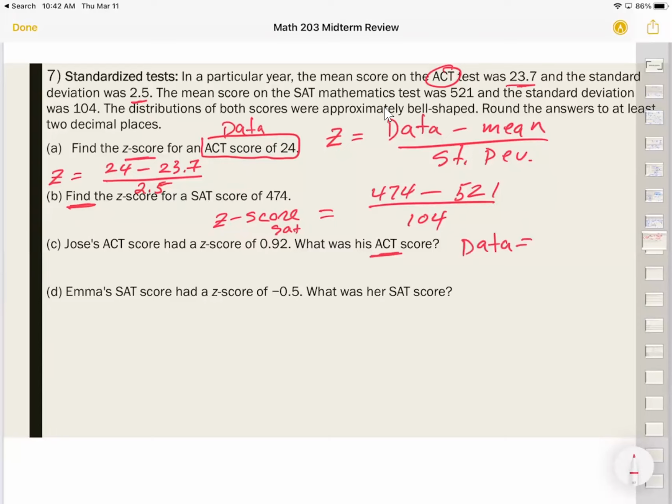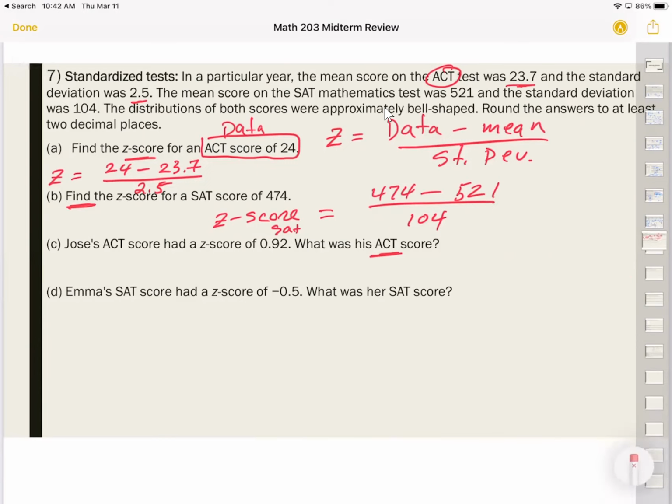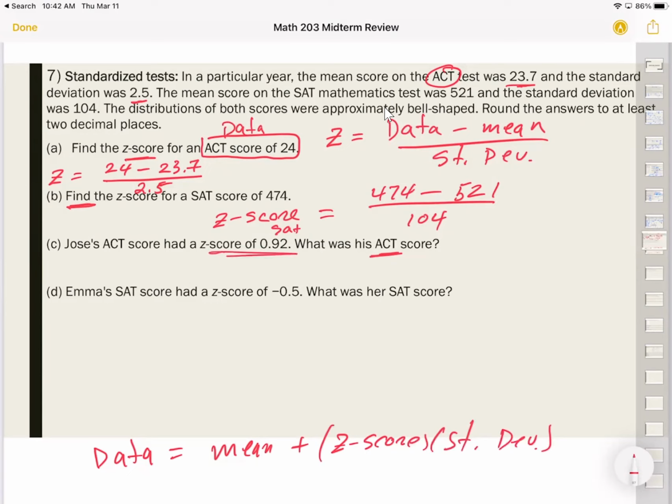Now, if you want to find the data, this is what you need to do: take the mean plus the z-score times the standard deviation. I thought I could write smaller, but I cannot. Again, to find the data, the data is equal to the mean plus the z-score times the standard deviation. So we have the z-score, we have the mean from our problem, and we have the standard deviation.